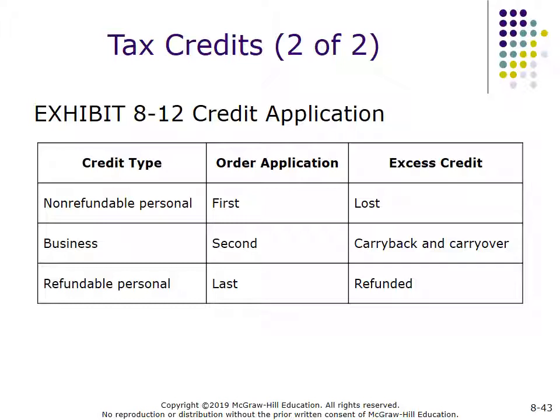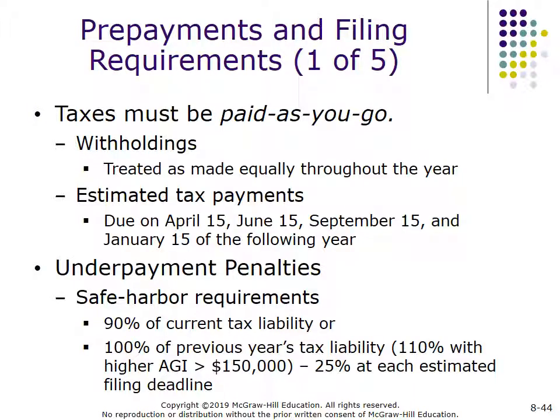Now, when you are taking credits, non-refundable personal credits get taken first, and whatever's not used is lost unless there's a refundable portion of them. Business credits are then taken. Any amounts that are not allowed because they are above your tax liability would be carried back or carried over. You could actually use them in the future or use them from prior years. Refundable personal credits are taken last and they're fully refunded. That's how tax credits work.